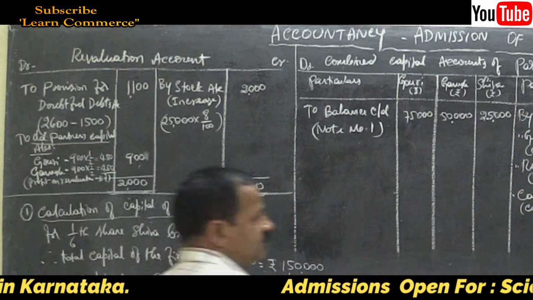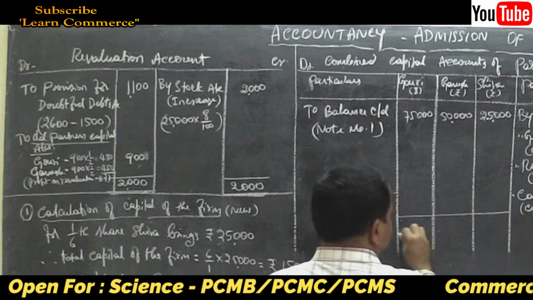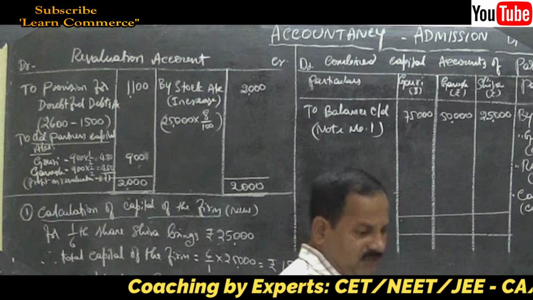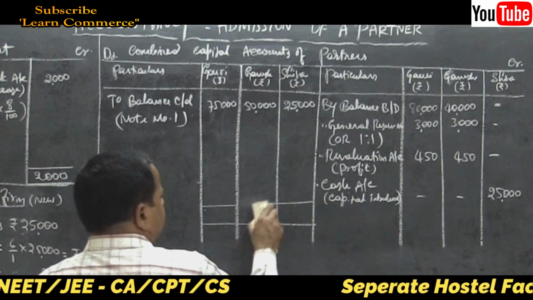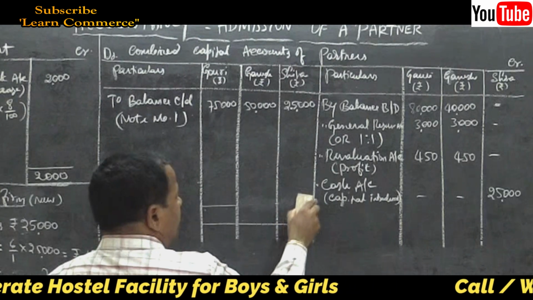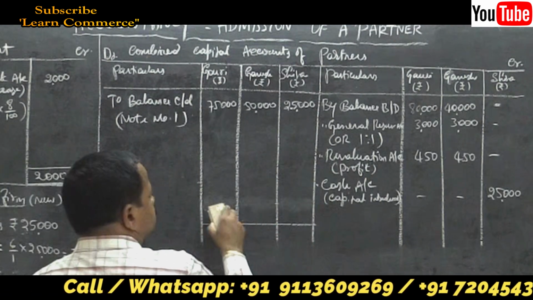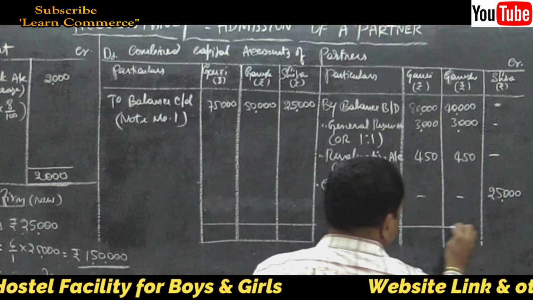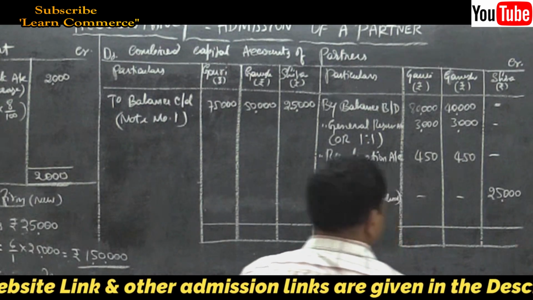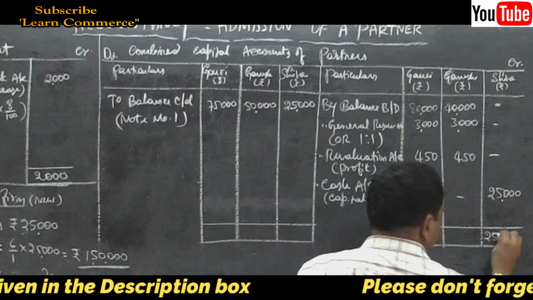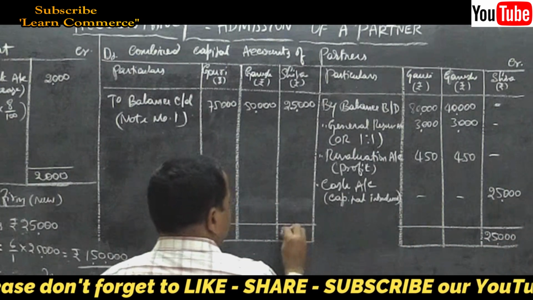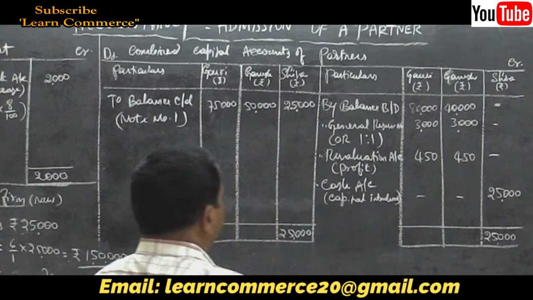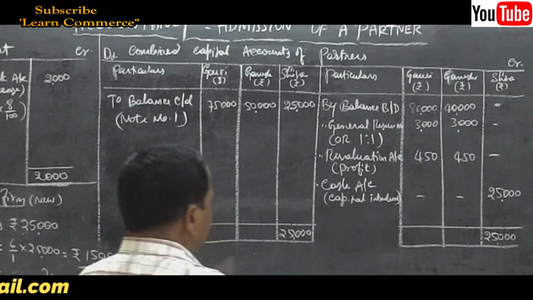Now find out the difference. See which side is greater. Better to leave one line here, as there may be an entry, and then write the total. Shiva, 25,000, no change here. Ganesh here 43,450, here 50,000.